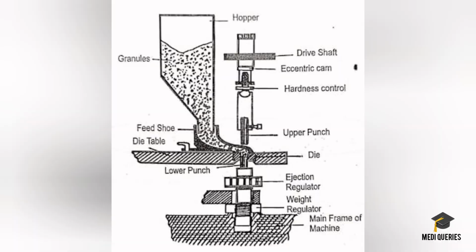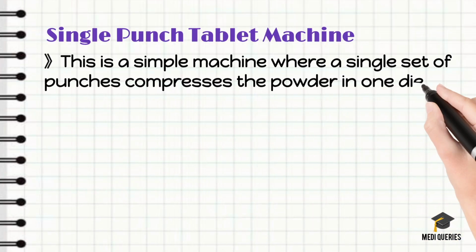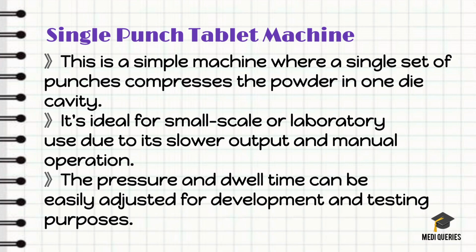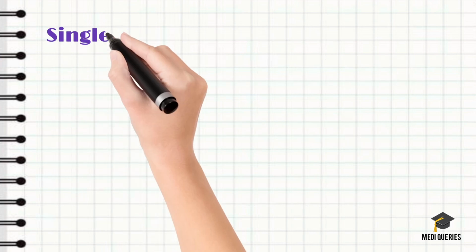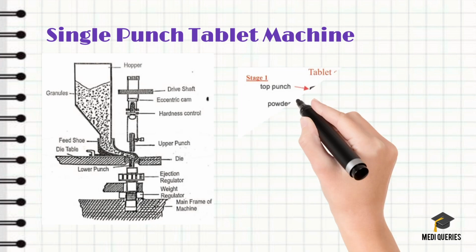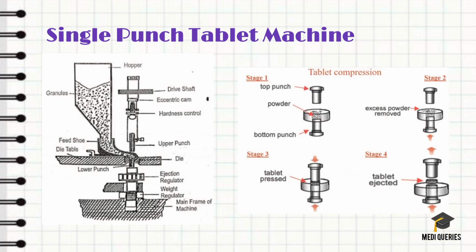First is the single punch tablet machine, that is the eccentric tablet press, which is the simplest form of tablet compression. It mainly uses one set of punch and die, making it ideal for small scale production or R&D labs. Powder is filled into the die cavity and a single upper punch compresses it into a tablet here. These machines mainly operate manually or with a motor, producing up to 100 tablets per minute. They are easy to use, maintain, and cost effective for limited batch sizes here.